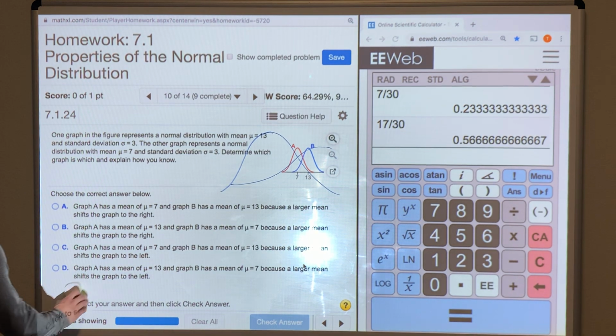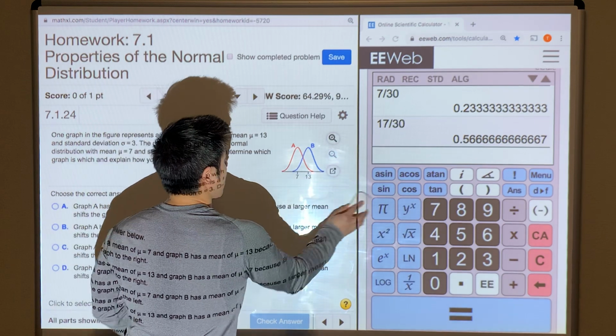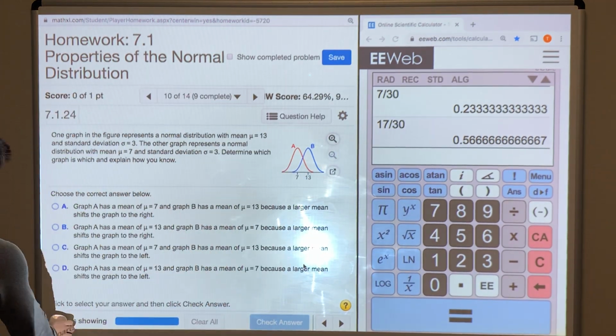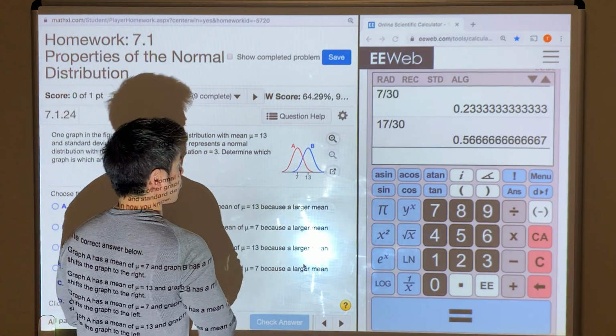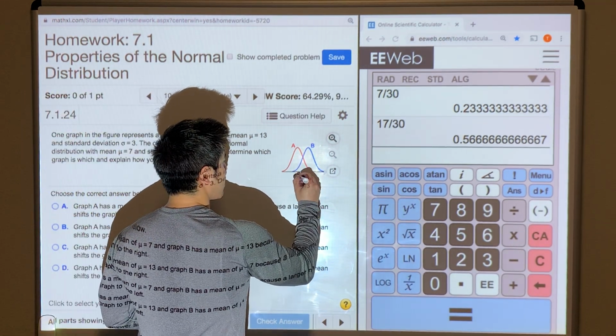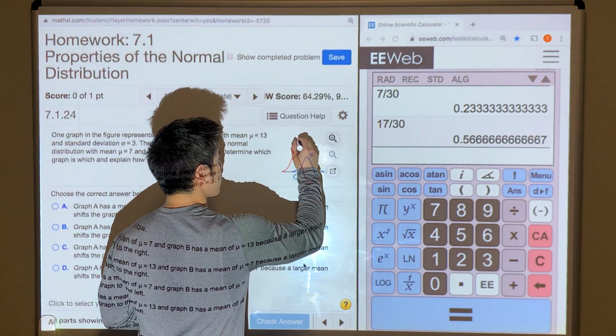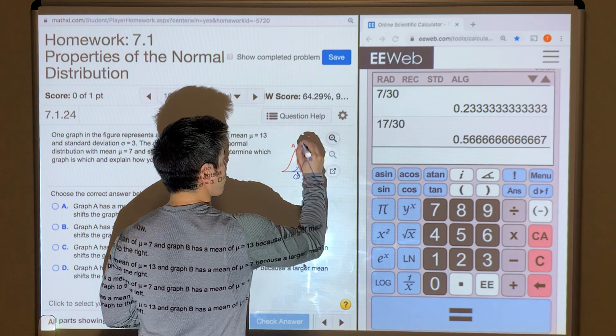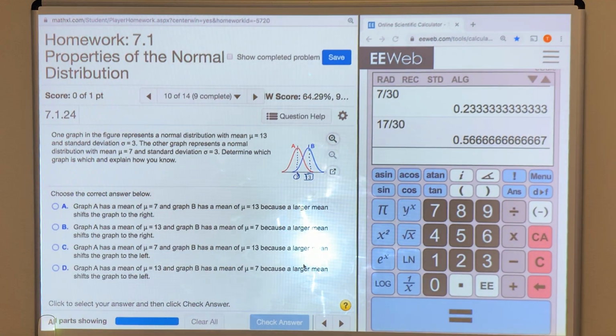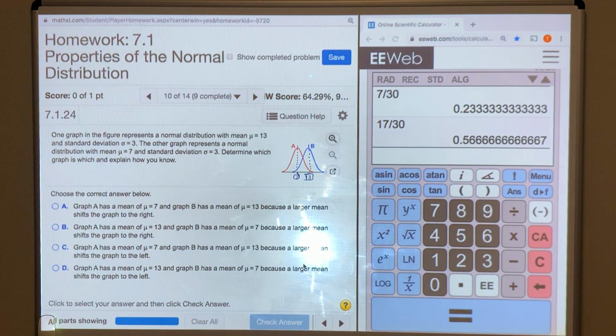So on number 10, we got to reference these two pictures over here, these two different normal curves, one A and one B. The red is A, the blue is B. Important note that this 7 is the mean for A, and this 13 is the mean for B, okay? So just keep that in mind as you work through your problem.